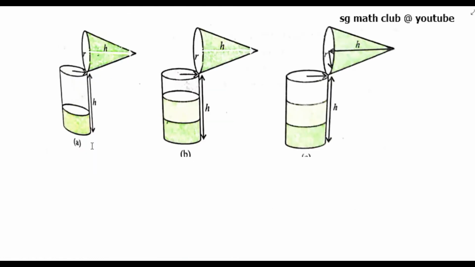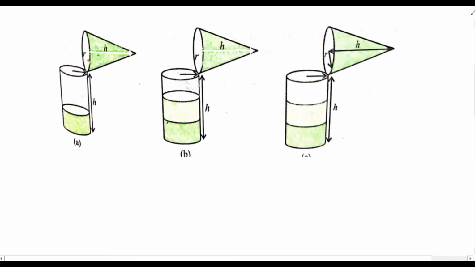Now let's do an activity. Try to make a hollow cylinder and a hollow cone like this. But you should be careful with the same base radius and same height. The radius of the cylinder and the radius of the cone should be the same, and the height of the cylinder and the height of the cone should be the same. So first you have to make a hollow cylinder and a hollow cone. Now we'll start our activity.